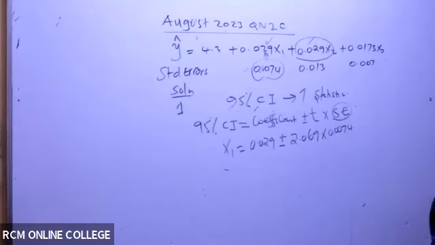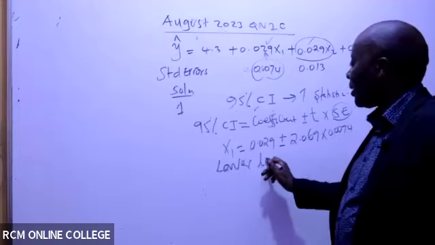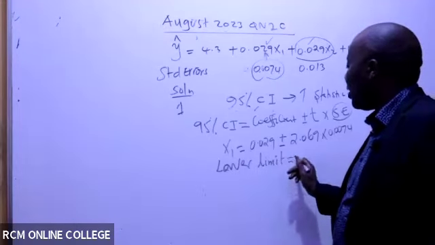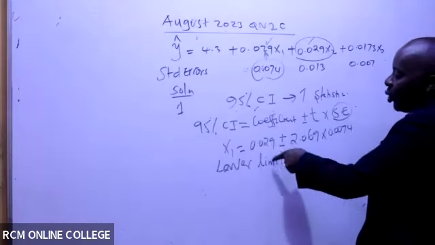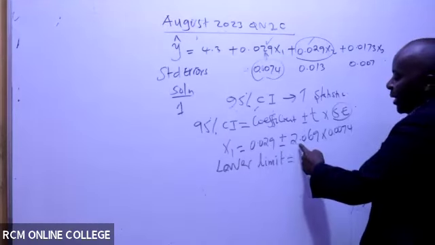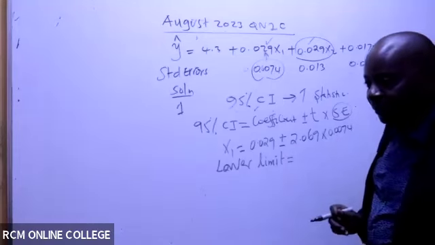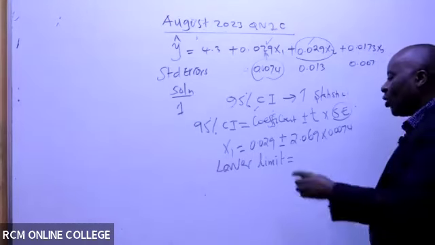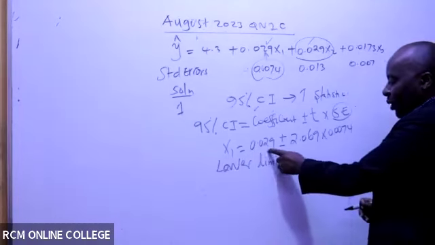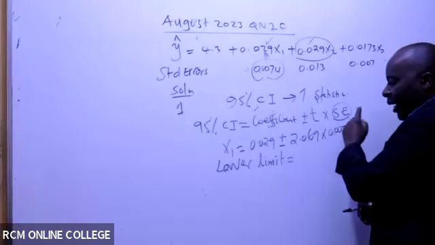So you give us the lower limit and the upper limit. The lower limit is obtained when you subtract. So for the lower limit, you take 0.029 minus this times this. You give me an answer. I'll repeat: in this case, lower limit, you take 0.029 minus this times this. Give me an answer there.